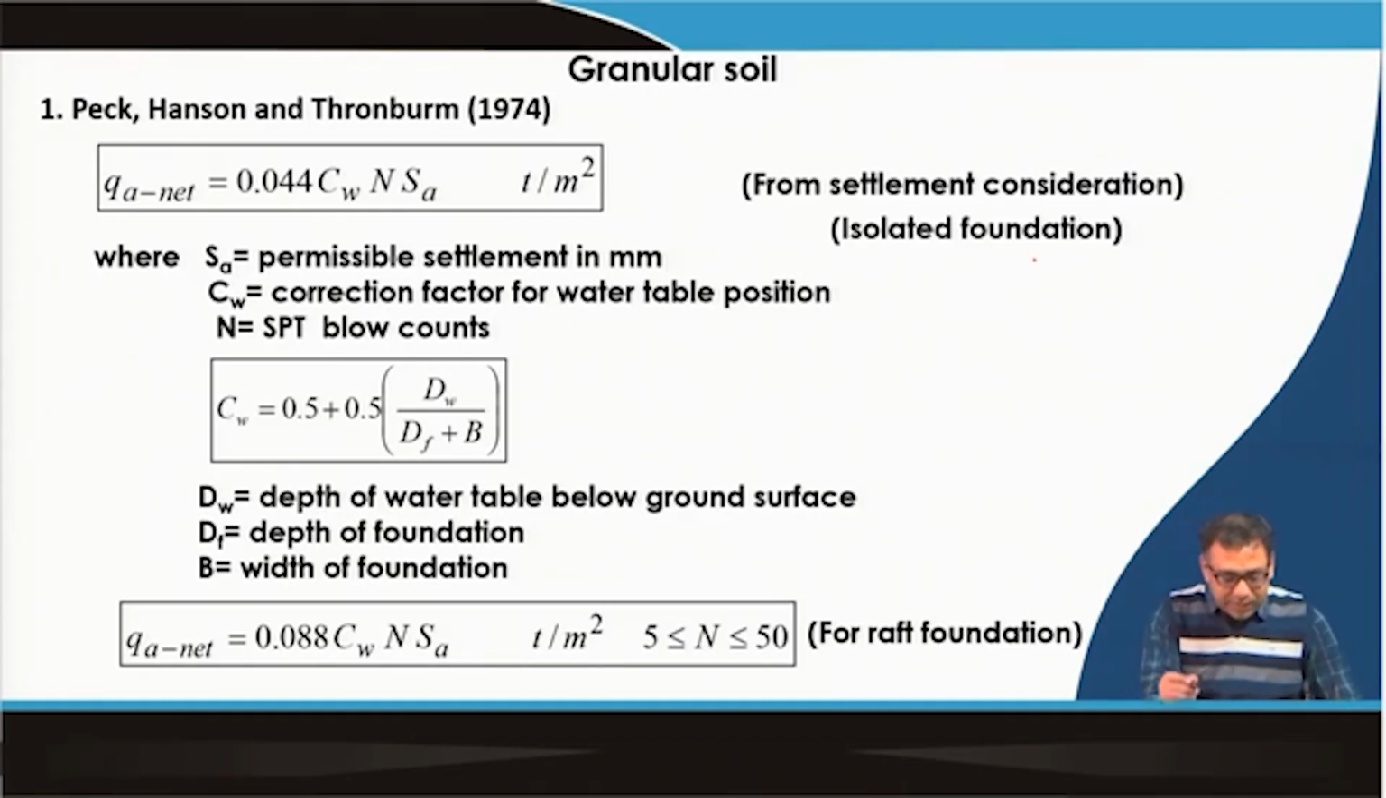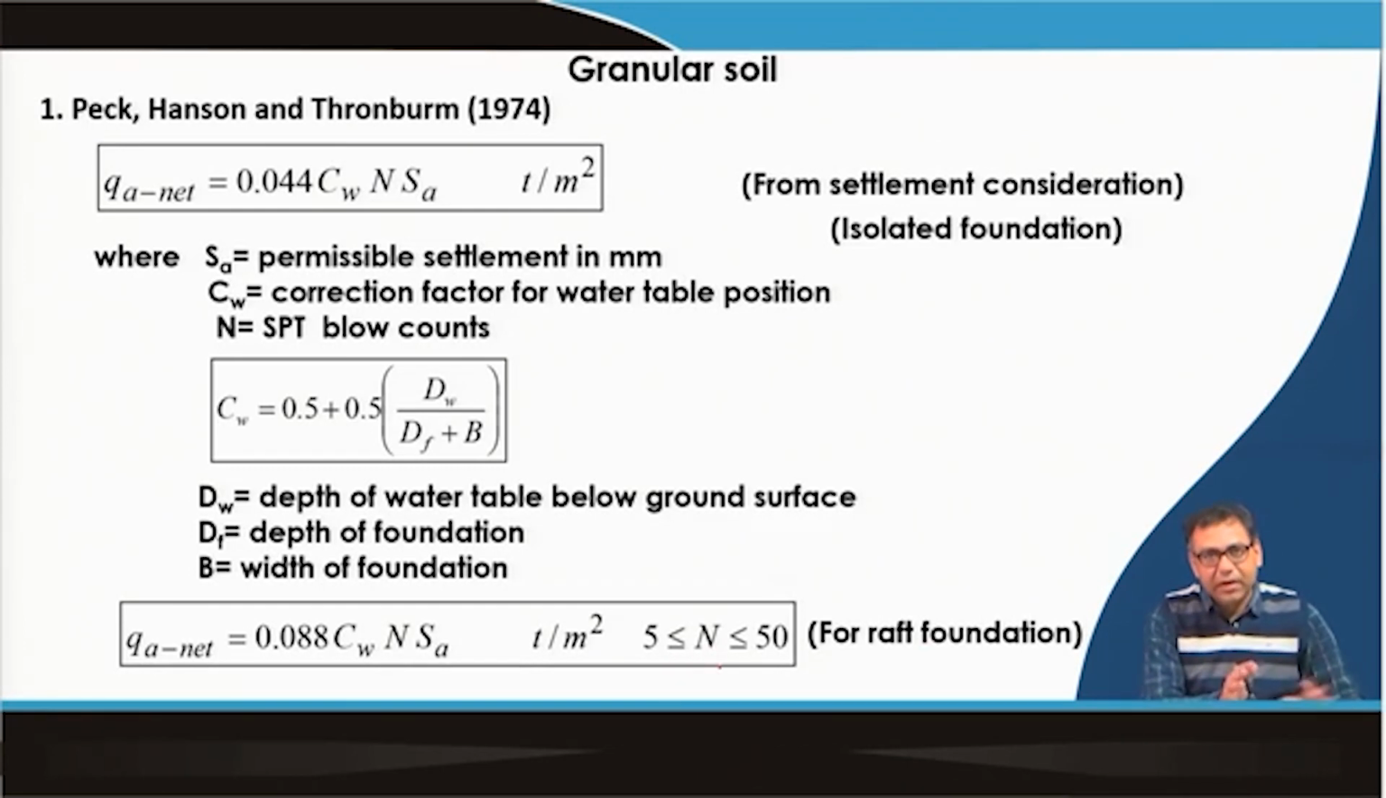So, that allowable bearing capacity can also be determined based on the SPT value. If you know the SPT value, you can use these two correlations proposed by Peck, Hansen and Thornburn, 1974. The first correlation is suitable for isolated foundation and the second correlation is suitable for raft foundation, and remember that these correlations are valid if your N is within 5 to 50.